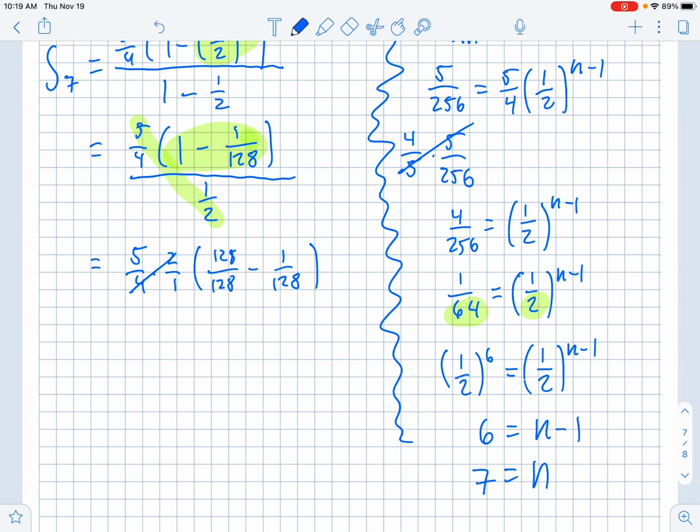Now, these get a little cross reduction, so this becomes 5/2. 128 minus 1 is 127 over 128. And then I think we can just multiply straight across and reduce. So 5 times 127 is 635. 2 times 128 is 256. And I don't think that reduces. I think we're there.